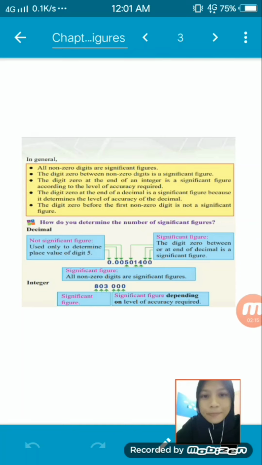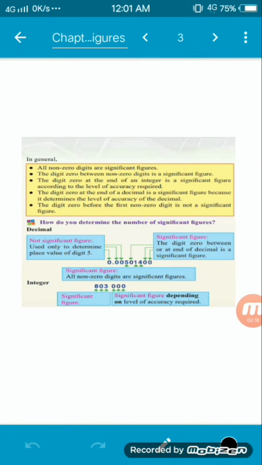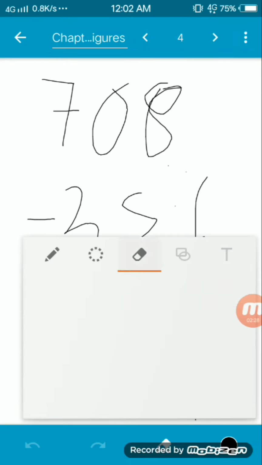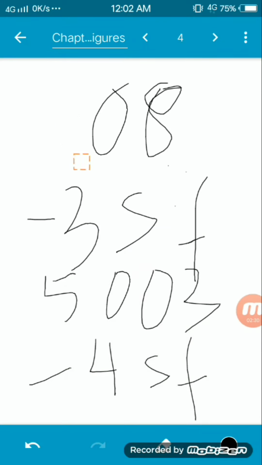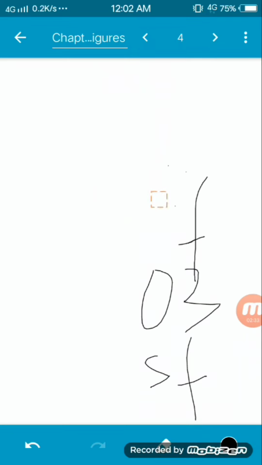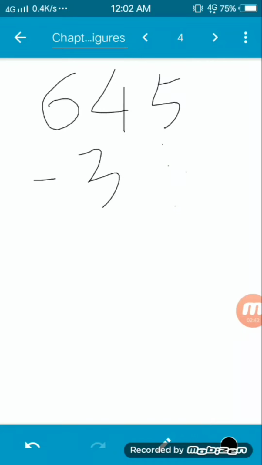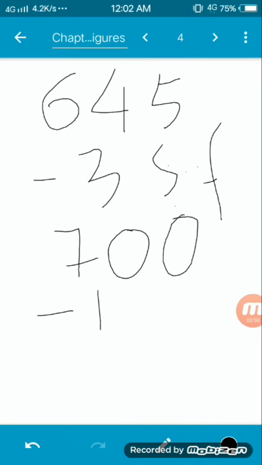Next, in general, there are 5 rules. First, all non-zero digits are scientific figures. For example, 6, 4, 5 has 3 scientific figures. Next example, 7, 0, 0 has 1 scientific figure.